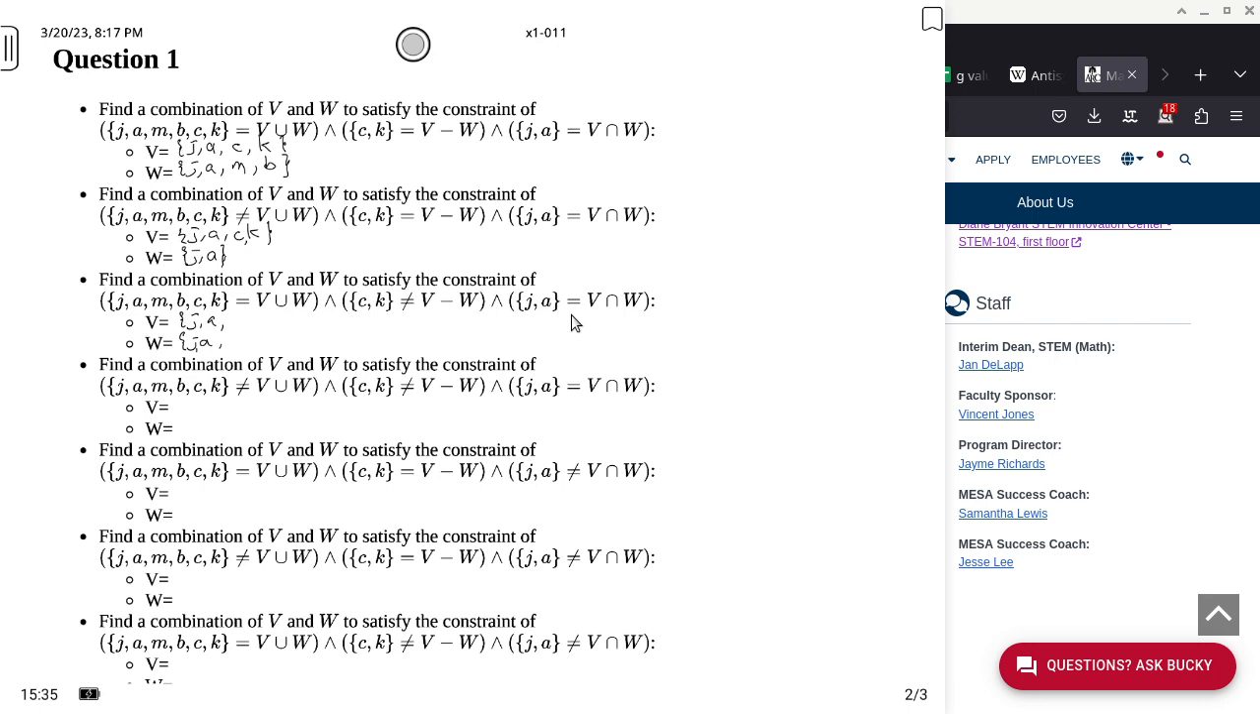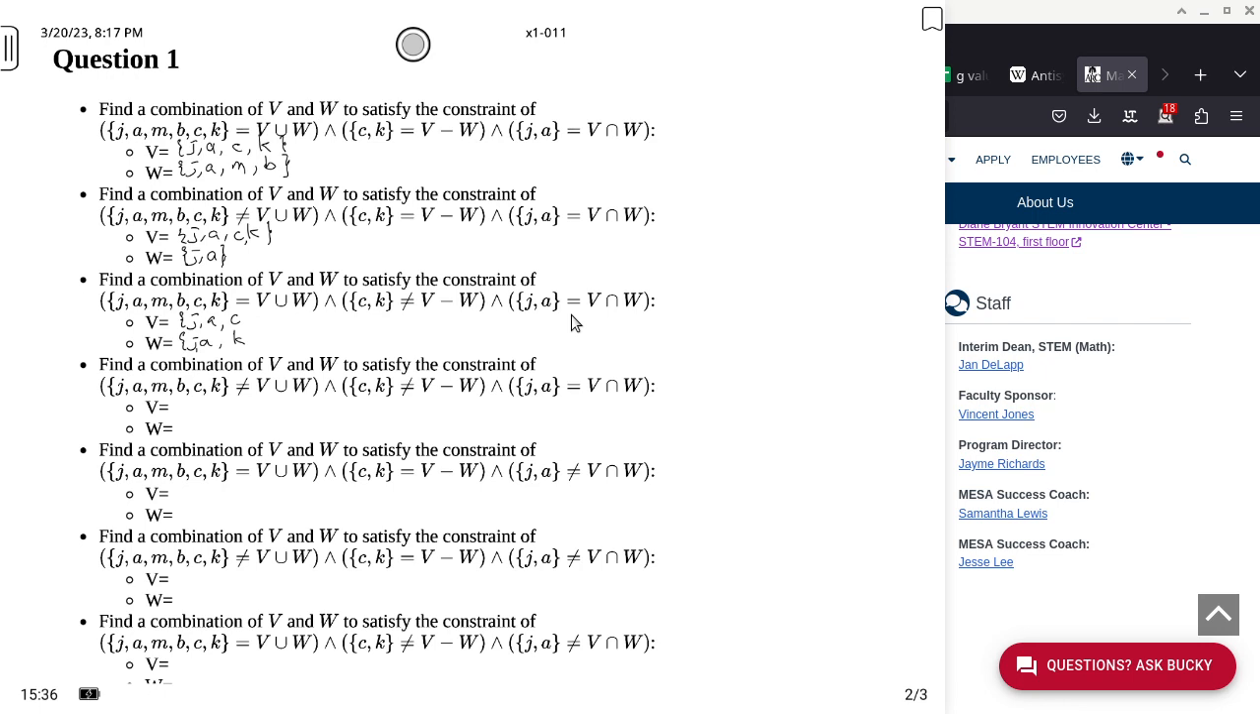Well, that's easy to figure out. One has C, one has K. Okay, wait. C, K cannot be found in just V but not in W. So this would meet that requirement because now only C is found in V, but K is not found in V. So we have met the requirement that the difference between V and W is not C and K. But I still have the equality in terms of the union.